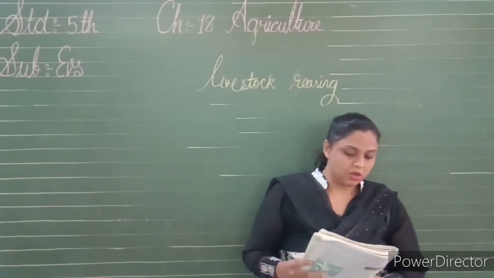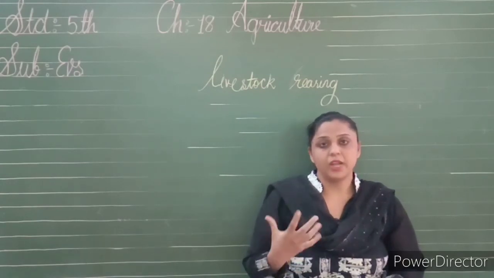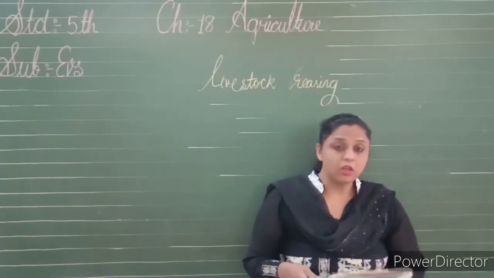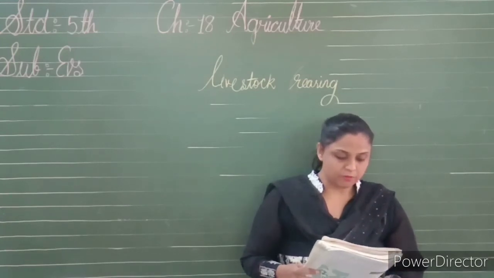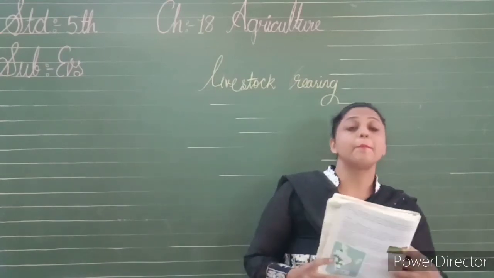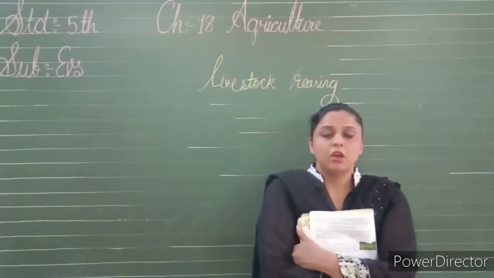Now fish is another source of food for us. Some people consume fish. So it is also an important source of food. Cultivation of fish for commercial purposes is also being done in artificial ponds. This is called pisciculture. Now you will have a question, what is pisciculture?